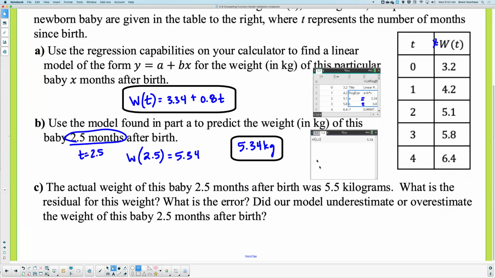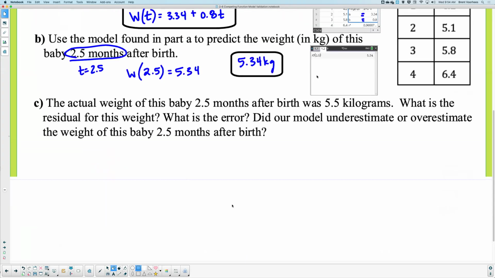Okay, so here's the question. Is this model perfect if the actual was 5.5? No. So what is the residual for this weight? So here's how you find the residual. The residual is the formula. I gave it to you already. What was the formula for the residual? That's right. It's the actual. Yeah, what's the actual weight? 5.5. This right here is the actual.